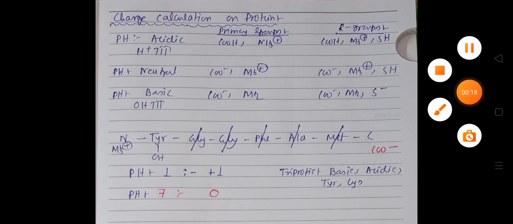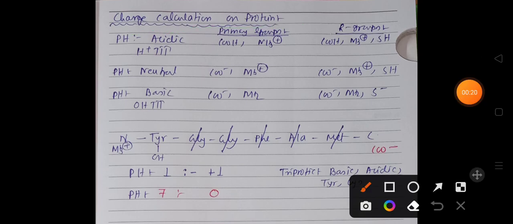So first of all, I want to mention that the charge calculation of protein and the charge calculation of amino acid is mainly dependent on the pH. The pH of what? The pH of the solution in which that particular protein is present. If the pH of the solution is acidic, then the charge of the amino acid as well as the charge of the protein will be different.